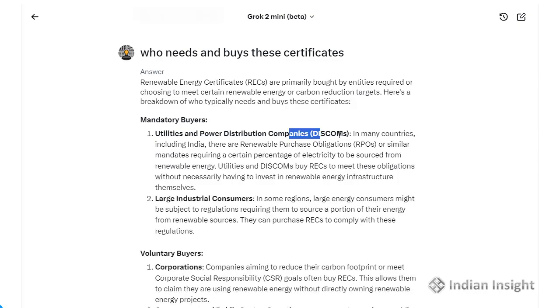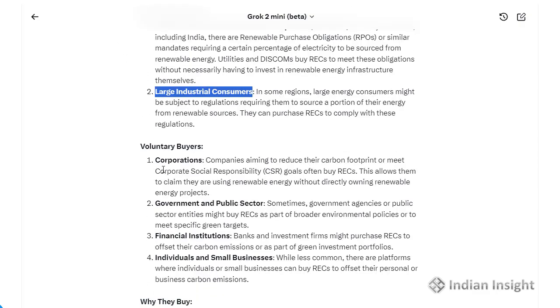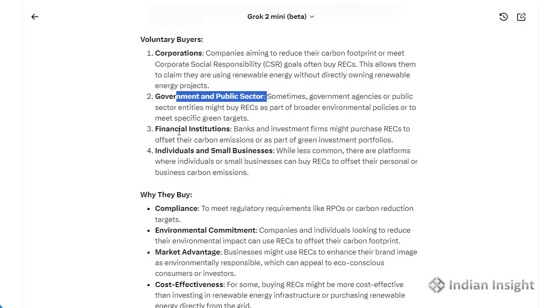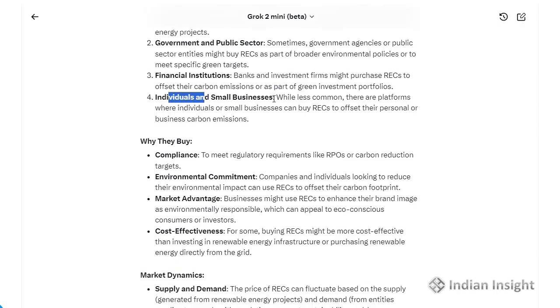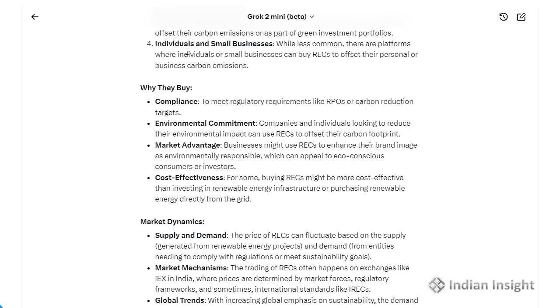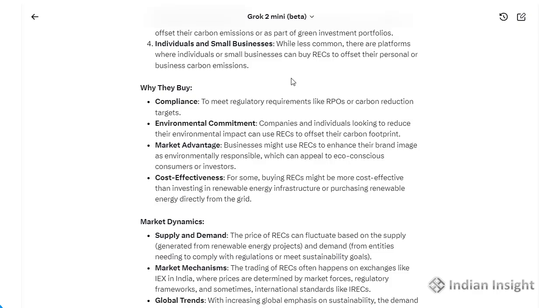So it is bought by discoms and large industrial consumers, because maybe they have to comply with certain regulations. There are also voluntary buyers like corporations, government and public sector entities, financial institutions, and individuals and small businesses. So individuals may also need to buy these RECs. This is curious to me, because if individuals also need to buy RECs for some compliance purposes, then the scope may increase even further.